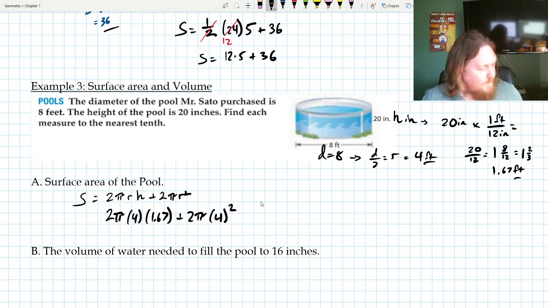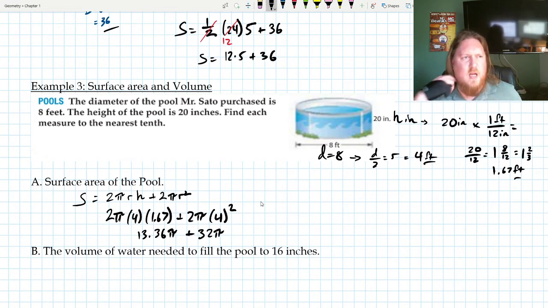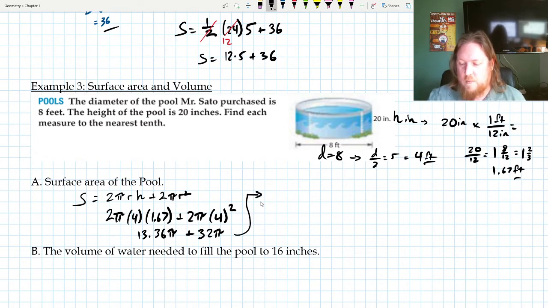So I've got 2 times 4 times 1.67 is 13.36 pi plus 32 times pi. I'm doing some of the calculations in my head. You're in geometry. You should be able to do 4 squared times 2 in your head, or maybe if you need scratch paper, that's fine. But I'm not going to always write out every single step explicitly. It will just take forever to do all of our work.